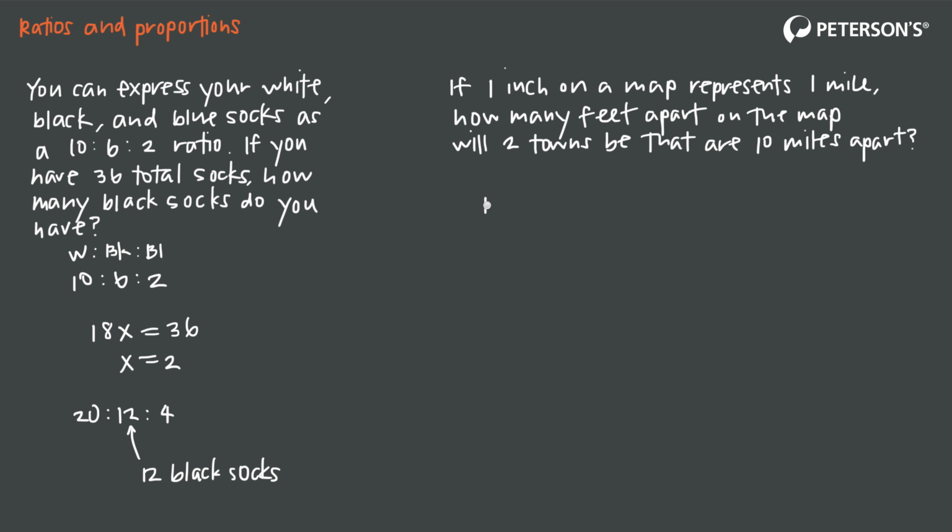Okay, so I've got 1 inch on a map, so we can call this 1 inch, and this represents 1 mile of actual distance. It says that my towns in real life are 10 miles apart. So I could set up the ratio 1 inch to 1 mile, and then I'm saying that the towns are 10 miles apart. So I would have to multiply this by 10, 1 times 10 is 10, in order to get 10 miles apart. So 10 miles apart, which means I would also have to multiply this by 10. So that would be 10 inches to 10 miles.